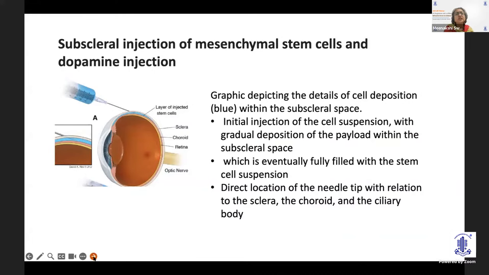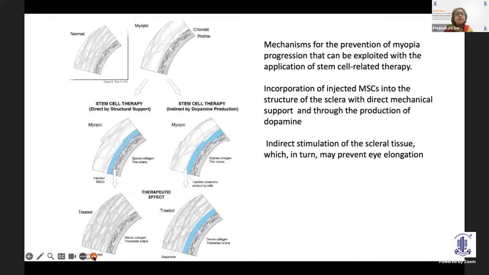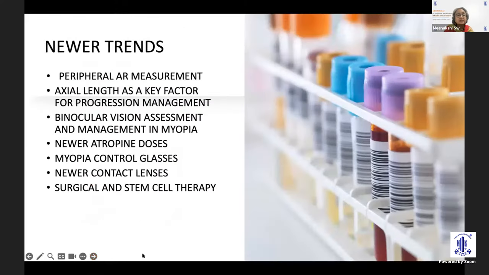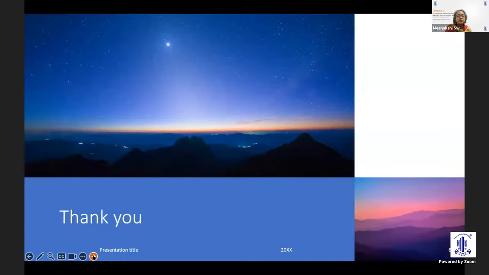There's supposedly subscleral injection of mesenchymal stem cells and dopamine, posterior scleral reinforcement for the really high myopia, supposed to halt the axial elongation. Again, just list them in your theory. No need to know even more. Newer trends are on the way, obviously. There are even better glasses people are trying, newer atropine doses, newer contact lenses, stem cell therapy, et cetera, et cetera. It's all going to be coming in the next few years.